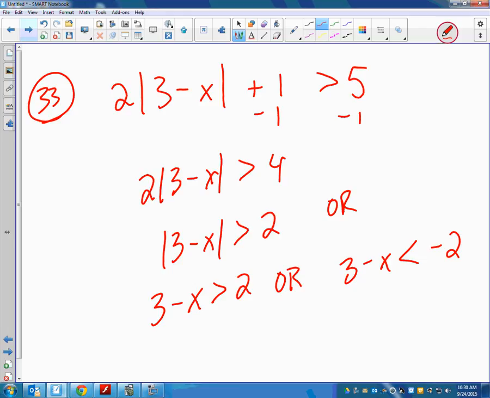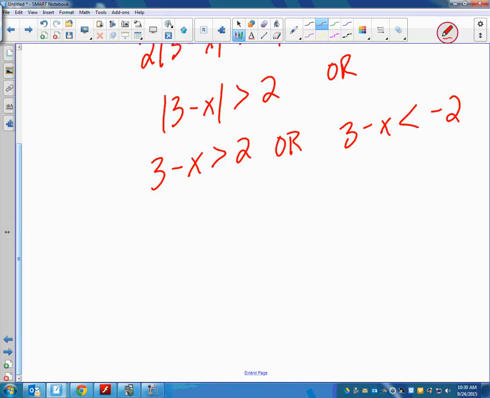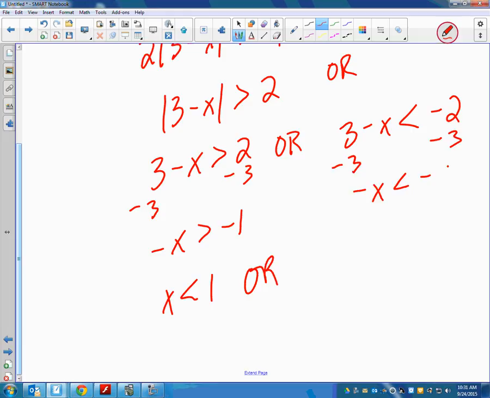Now you just solve it and you write it in interval notation, but remember when you divide by a negative, which we're going to be doing here, then you have to flip your sign. So if I subtract 3, I get negative x is greater than negative 1, which means x is less than positive 1, right? When you divide by a negative, you flip your sign. Or subtract 3, negative x is less than negative 5, or x is greater than positive 5.